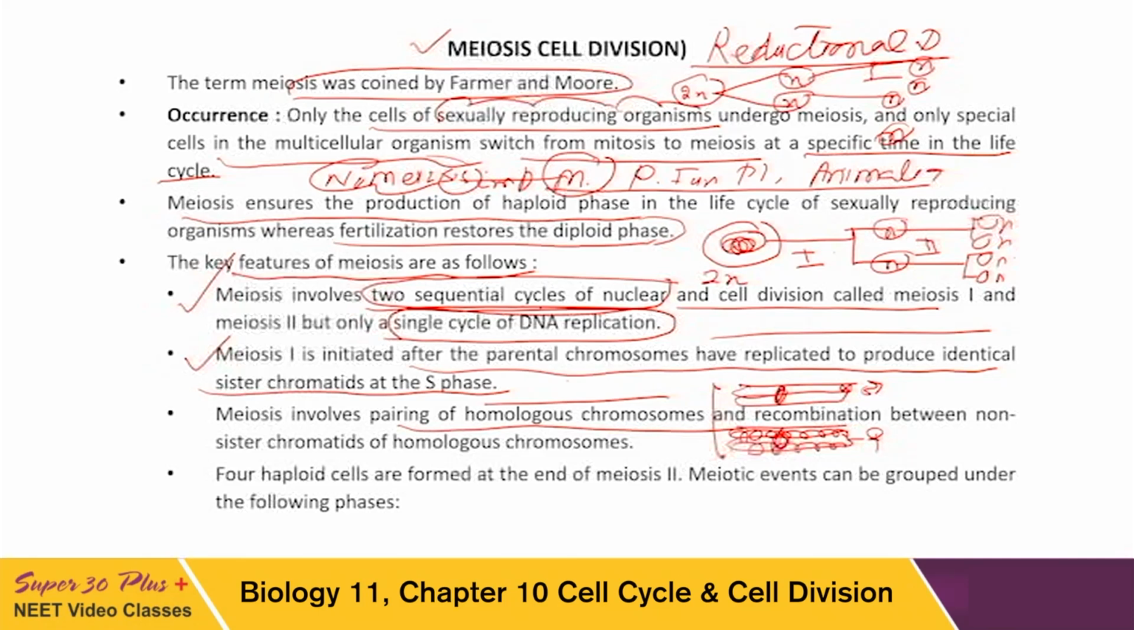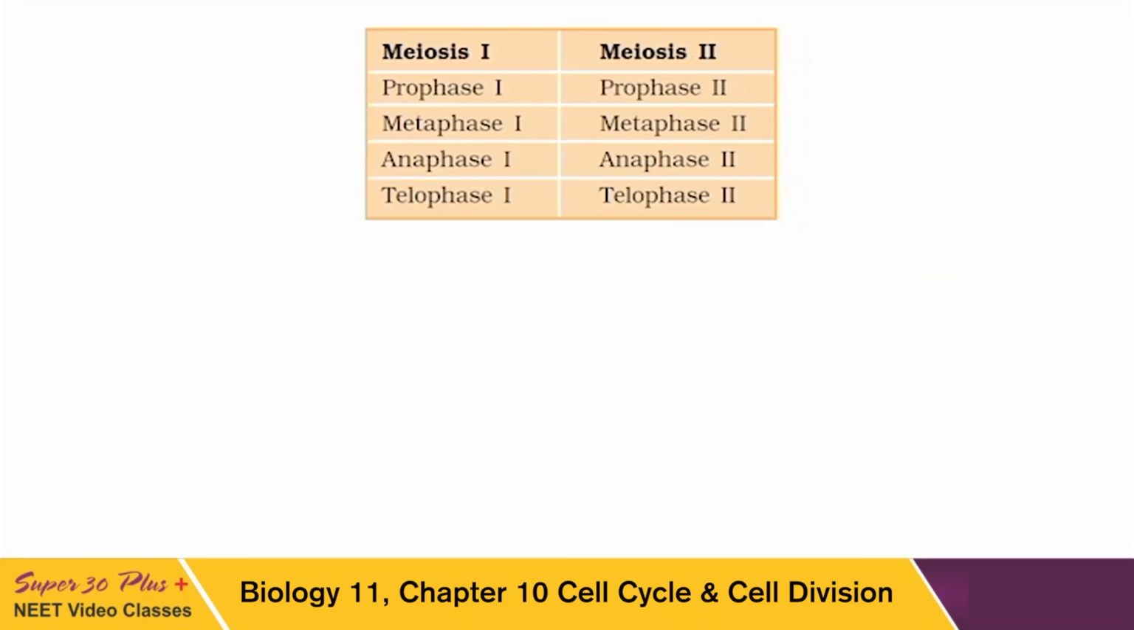After that there will be recombination between non-sister chromatids. This and this will be known as non-sister chromatids. And 4 haploid cells will be formed at the end of meiosis. Right? We have to see the detail of this now. How can we summarize? Can you tell me now?